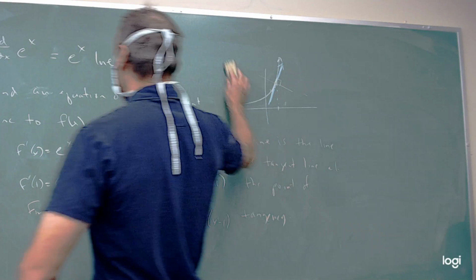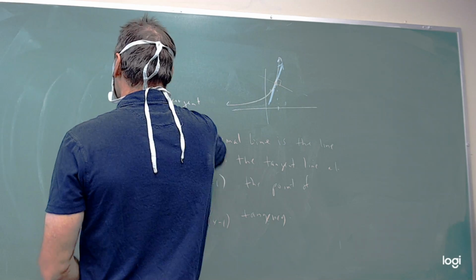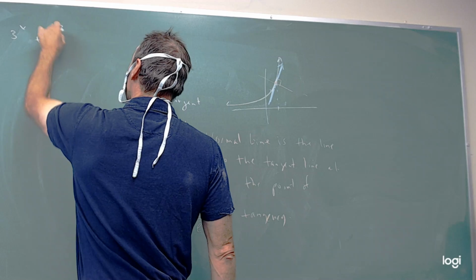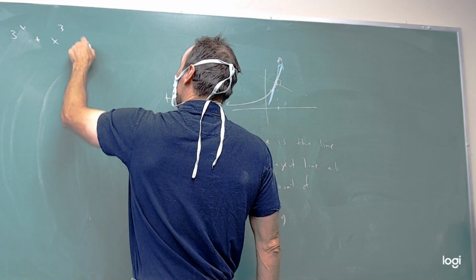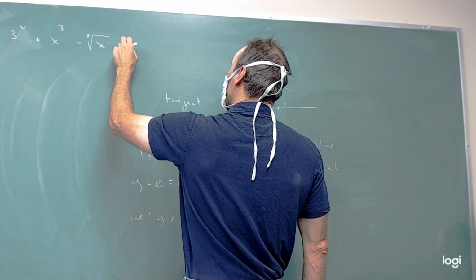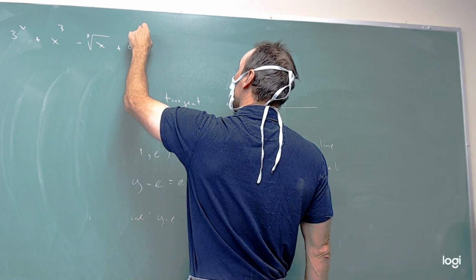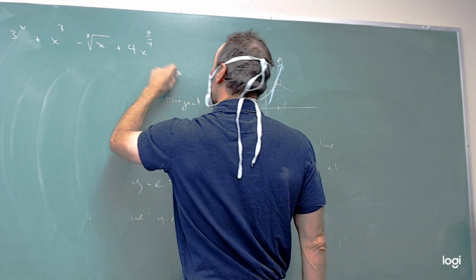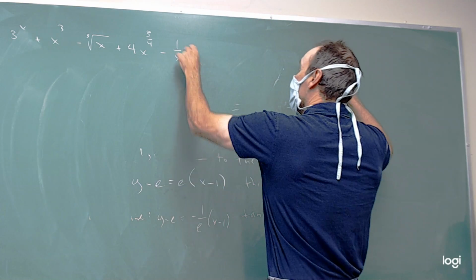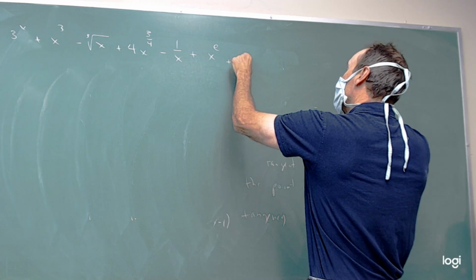Well, let me give you a big derivative. So f of x is, see what all we know, 3 to the x plus x to the third minus the cube root of x plus 4x to the 3/4 power minus 1 over x plus x to the e plus pi to the x.